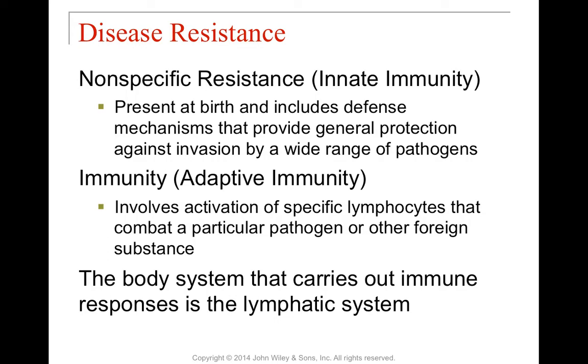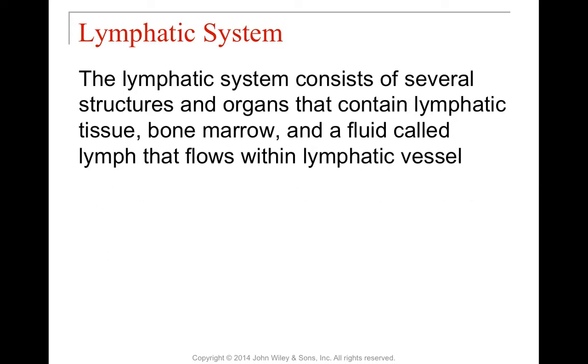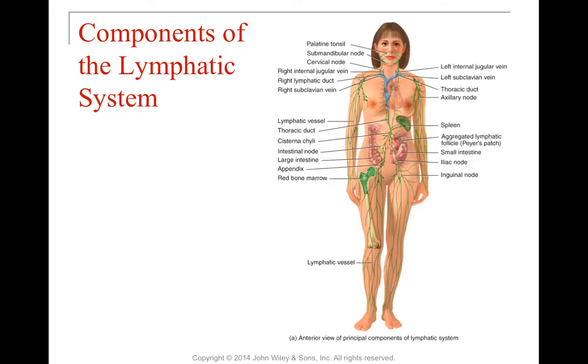And the body system that carries out all of these immune responses is known as the lymphatic system. So the lymphatic system runs almost everywhere the circulatory system runs and has multiple different structures and organs that contain many different types of tissue, including lymphatic tissue, bone marrow, and a fluid which is called lymph or lymphatic fluid, and that flows within the lymphatic vessels.